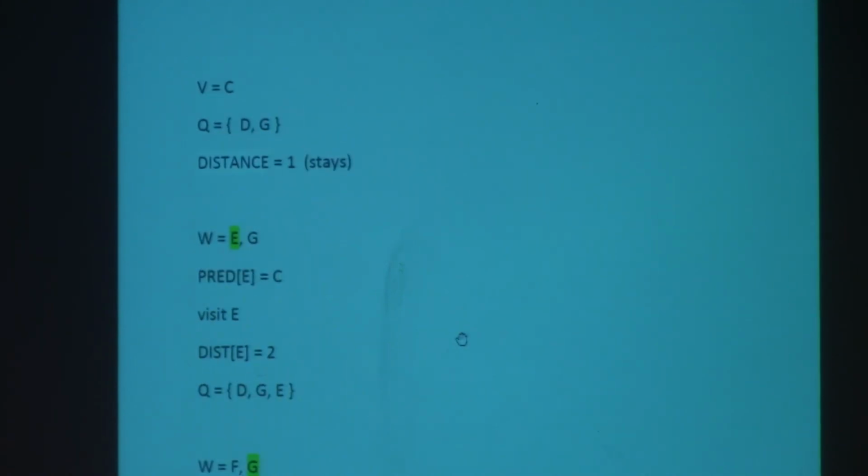So C comes in. The Q includes only D and G. The distance stays the same. The neighbors of C are E and G. E has not been visited, so we mark the predecessor of E with C, which is the current vertex. We visit this E, we set the distance of E to 2, and we add E to the Q.